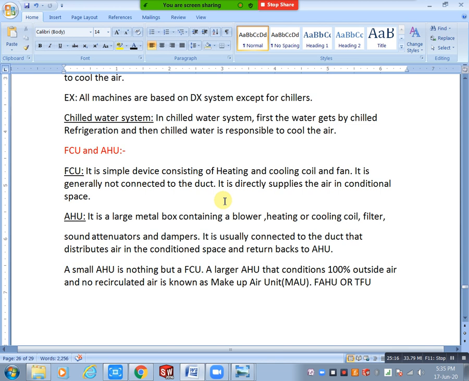Here we don't need duct routing, right? We are using it directly. We have an outdoor unit and an indoor unit, connected with copper pipes for refrigerant passing. This is a direct connection, directly distributing our air into the conditioned space. But if you take an AHU, we need a duct in this condition. AHU condition needs a duct.